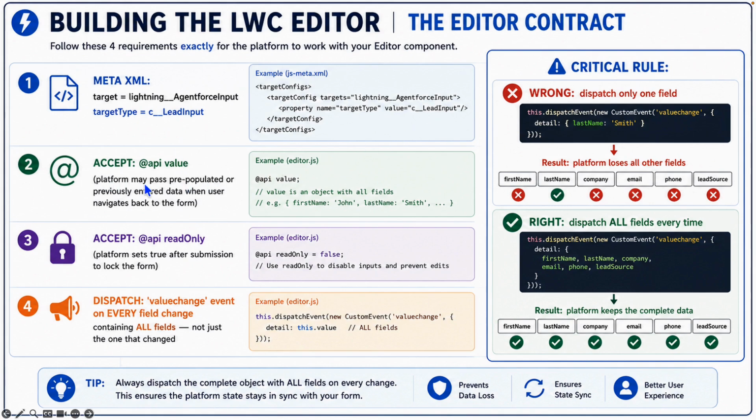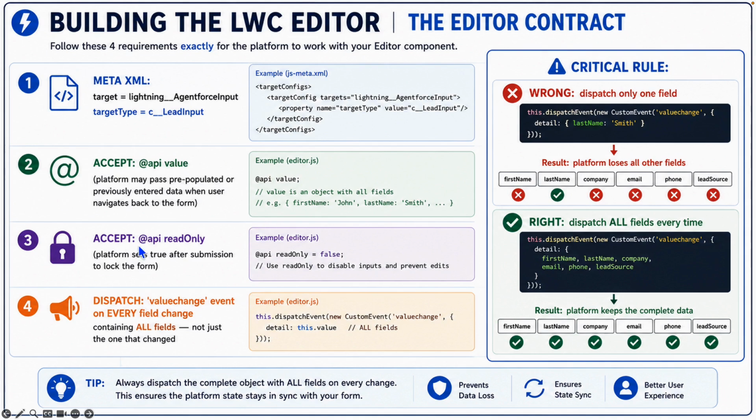Second rule, you have to make sure that you are defining one variable which is exposed with @api, that is the value variable. Again, the platform may pass the pre-populated or previously entered data when the user navigates back to the form. So this is the variable that you have to define there.